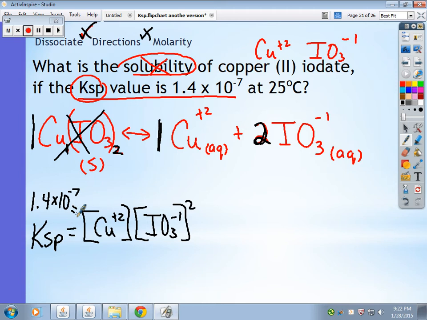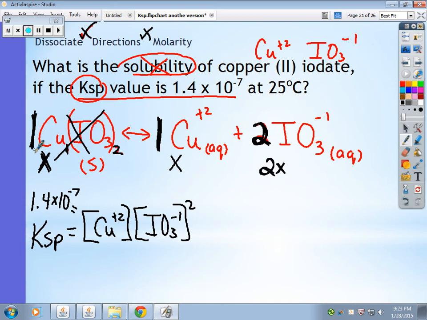Well, if this is 1, and this is 1. If this is 1, then this is 2. So let's call this X. And if that is X, that means this is also X, isn't it? Because it's a 1-to-1 relationship. Now, if this is X, then what's the iodate ion? It's 2X, isn't it? Because whatever X is, this is twice X because of the coefficient in my balanced equation for my moles. Now, what does X stand for? They stand for molarity.